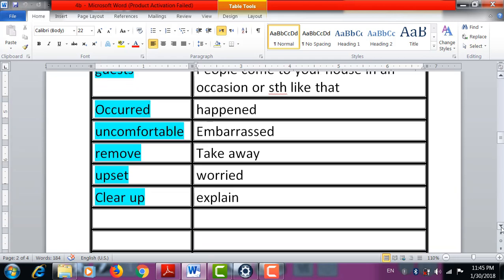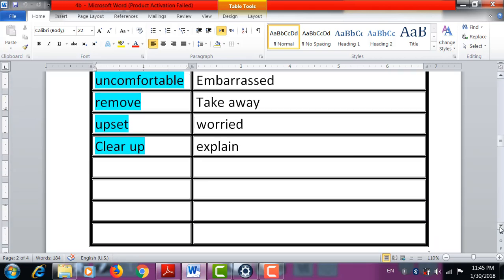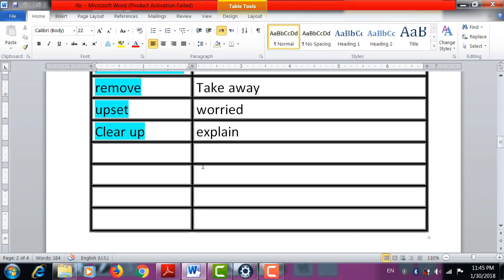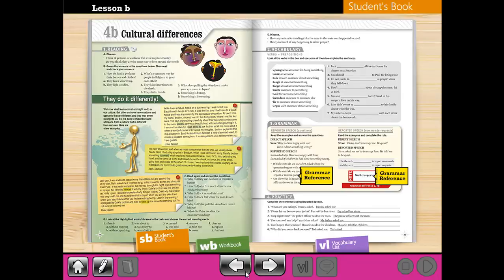So clear up here is a verb. It has another meaning: to remove. So when you say clear up this area, clear up the grass from this area, it means to remove. But here when I say clear up the misunderstanding, it means to explain or to show, to explain the topic, right? Let's go back to the lesson in the book.